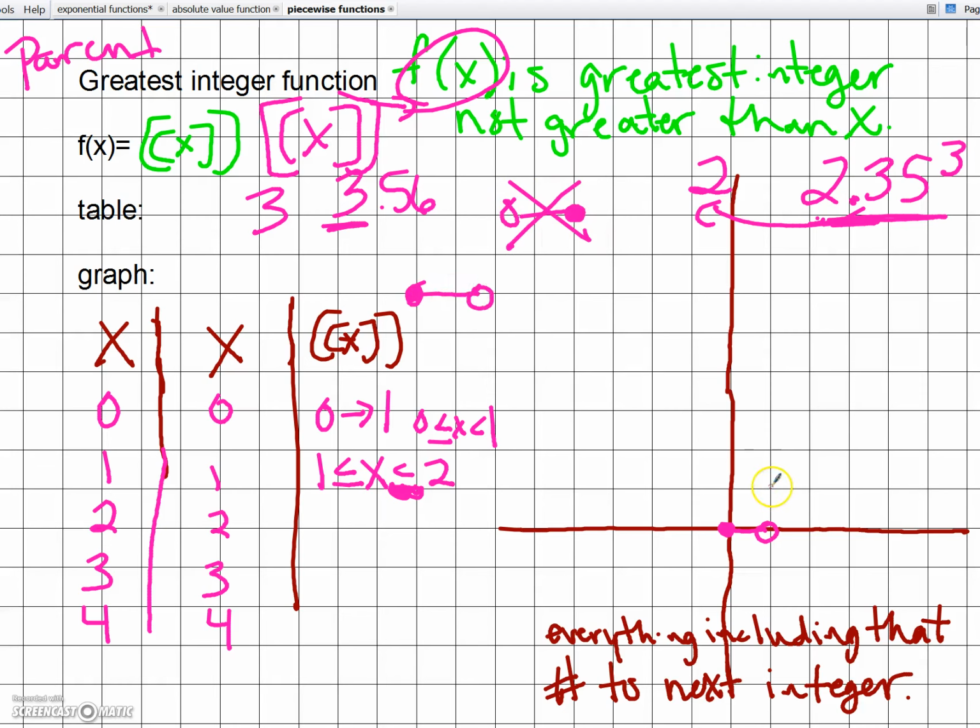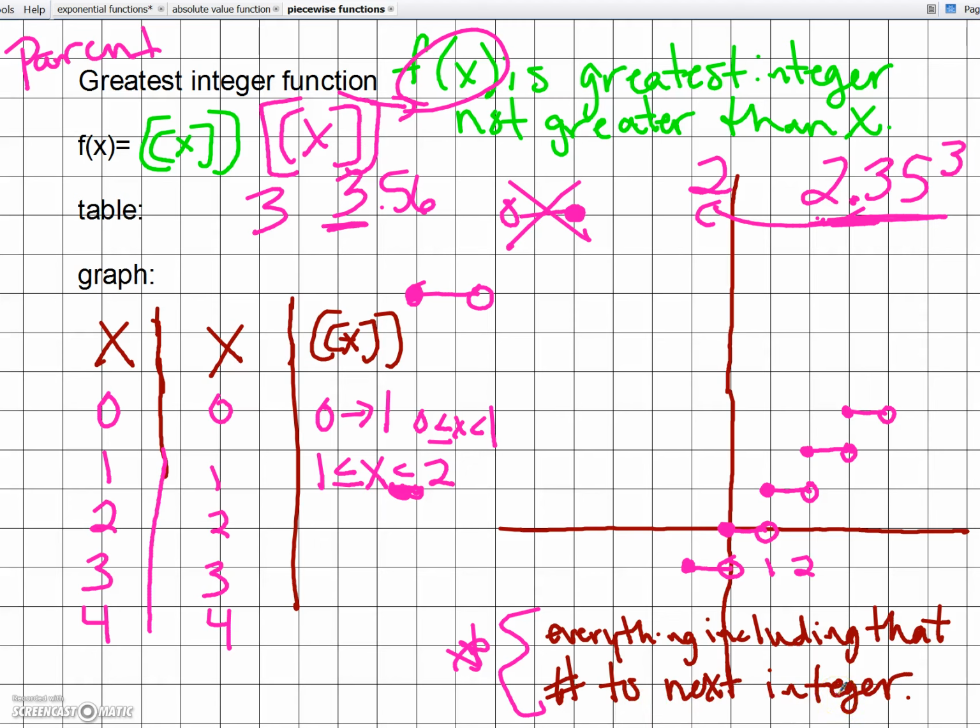Okay, so then it looks just like a step function. You go here. So anything from 1 to 2, including 1, would fall into this category. And then you would go here. This one's open. You could even go here. So this is what the parent function looks like for a greatest integer function. Alright, so really it's everything including that number to the next integer.